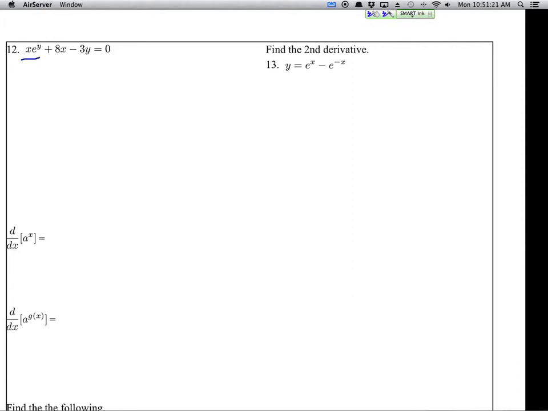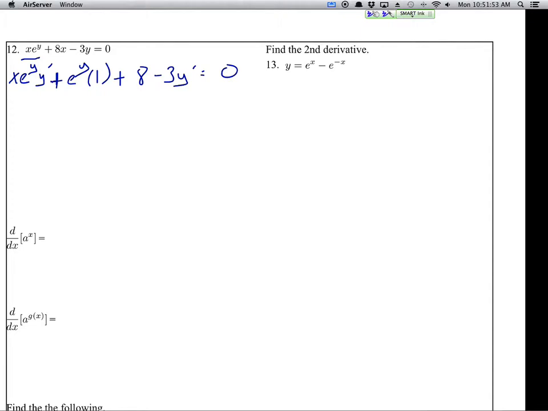First times the derivative of the second plus the second times the derivative of the first. So what would the derivative of the second be? E to the y times y prime. Very good. So plus the second times the derivative of the first. Derivative of 8x is 8. Derivative of negative 3y is negative 3y prime, and the derivative of 0 is 0.